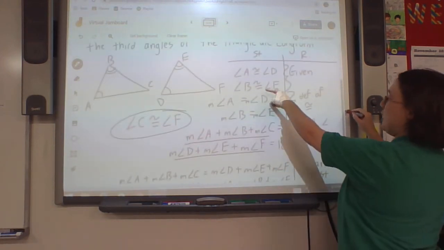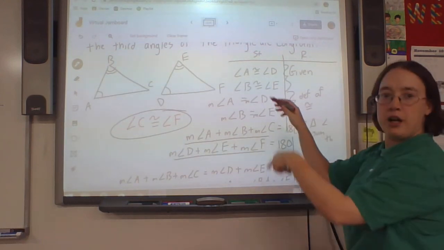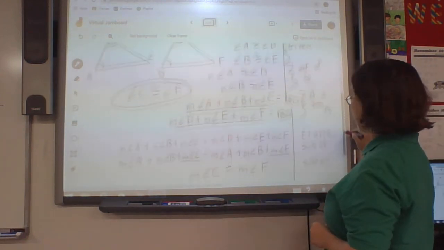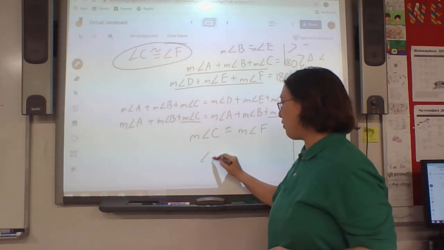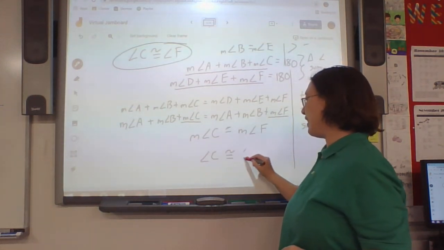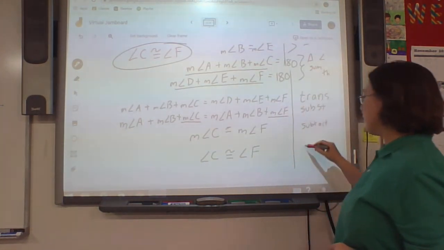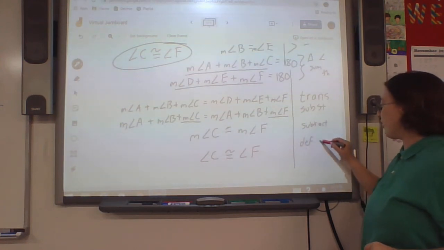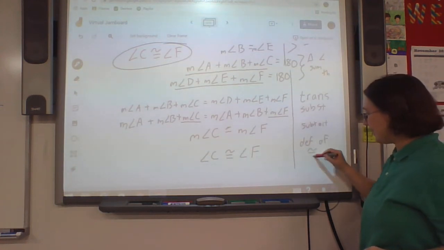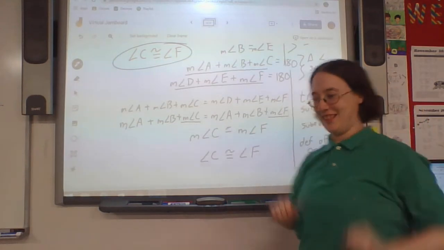And then we can use our definition of congruence again, but in reverse. So you can say that angle C now is congruent to angle F. So we're going backwards with that definition of congruence there. Yay, we proved a theorem.